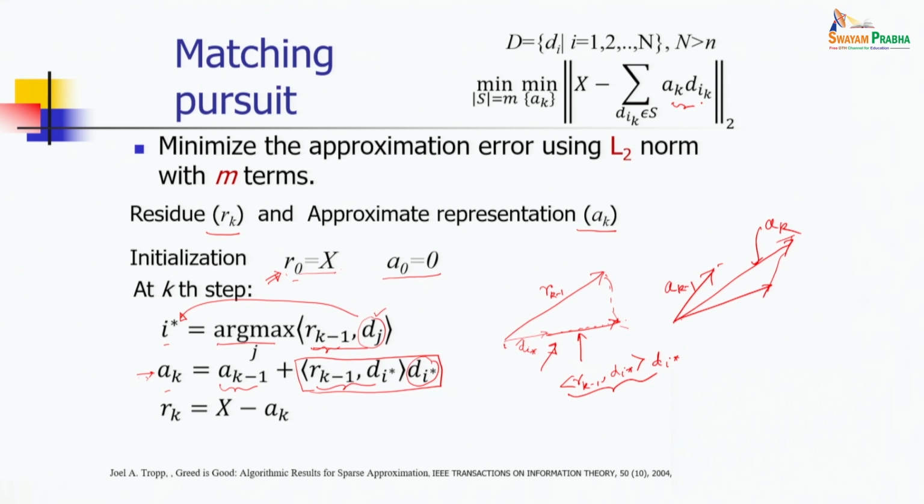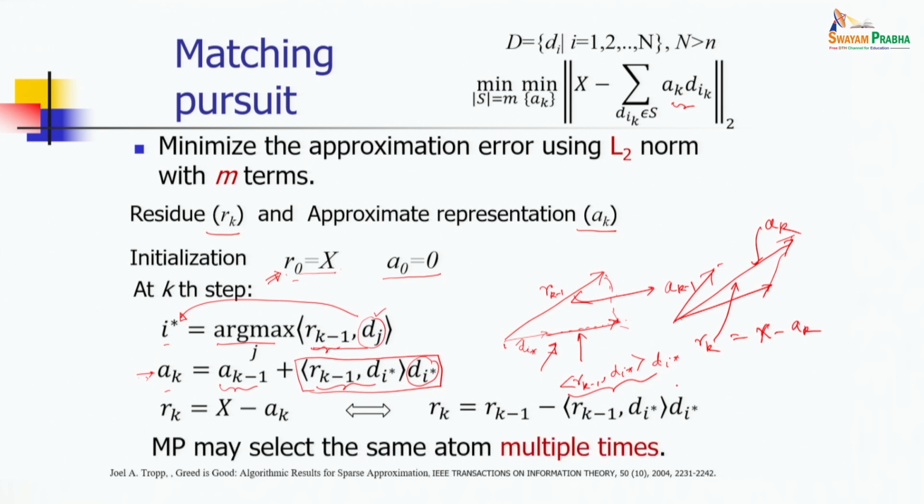So this is what I mentioned in my process. The residue also has to be updated by subtracting the approximated representation. So your Rk should then be x minus Ak. Now you have R_{k-1} and A_{k-1} in this step, and now you have Rk and Ak in this step. So this is what Rk would be. As I mentioned, matching pursuit may select the same atom multiple times.